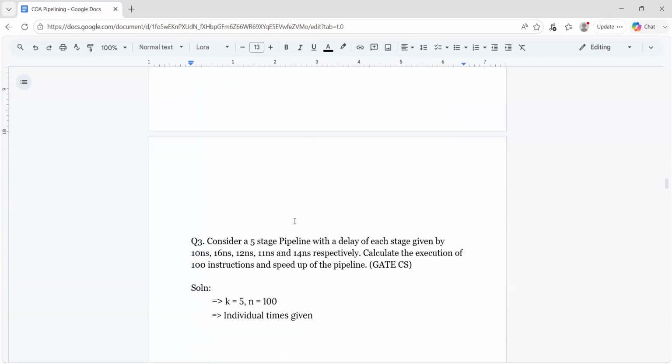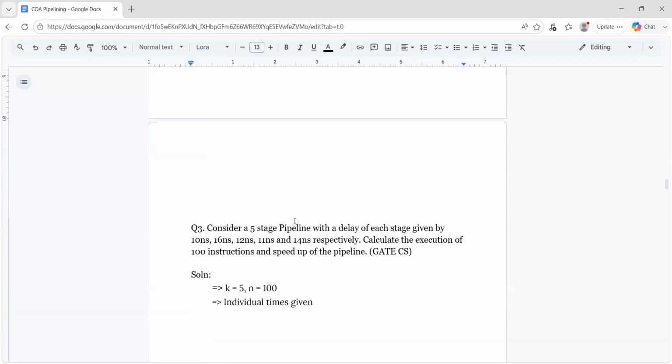Moving on to the next question. Consider a 5-stage pipeline with the delay of each stage given by different times. So here each stage has a different time. Calculate the execution time of 100 instructions and the speedup of the pipeline.